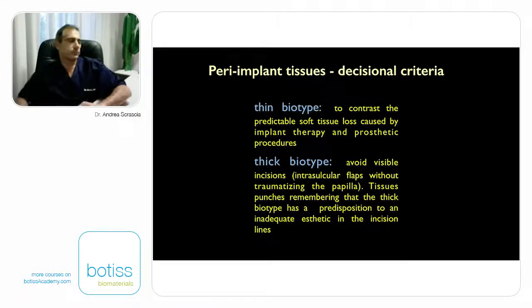Therefore, we have to take into consideration all those parameters, knowing that if we have a thin biotype, we have to counteract the possible loss of soft tissue caused by implant therapy and prosthetic procedures. While in case of thick tissue, we have to execute invisible incisions like intrasulcular ones without traumatizing the papilla, because the thick biotype has an inclination to non-aesthetic incision lines.